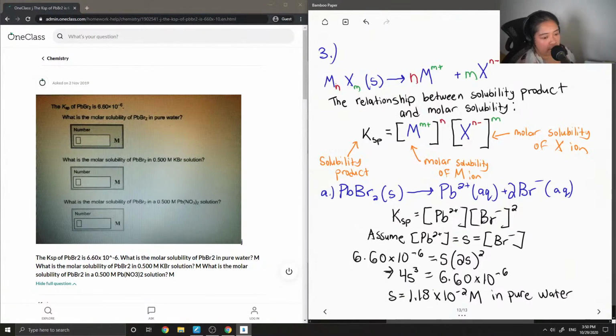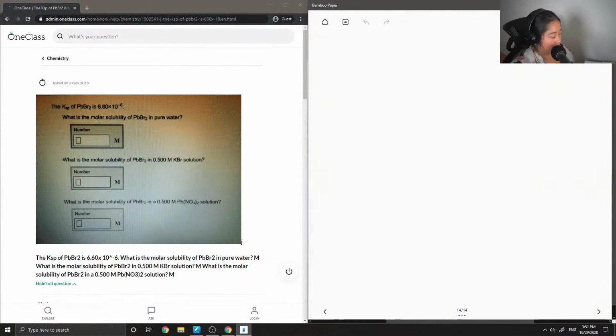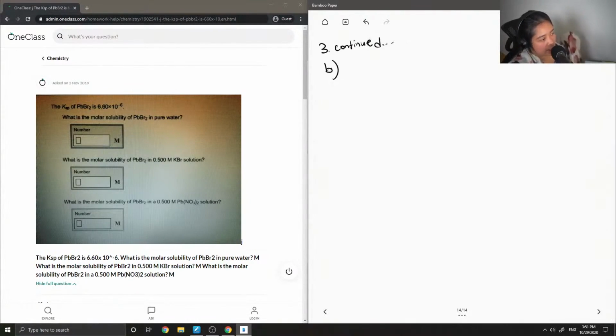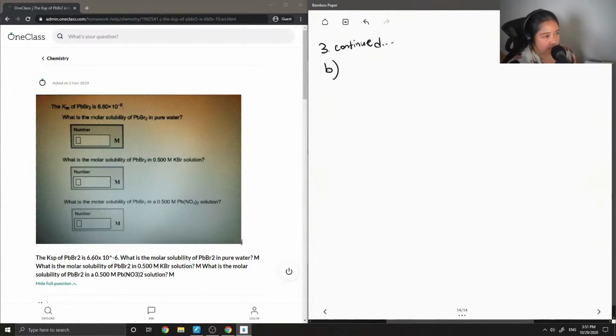Okay, so we know our main Ksp expression for this reaction. I'm now going to do parts B and C on the next page. This is 3 continued. So B asks, what is the molar solubility in the 0.5 molar KBr solution? So we're pretty much adding more bromine ions to this solid. So therefore, I can just write that the concentration of my bromine is now 0.5 molar. And then I can solve for my Ksp expression again.